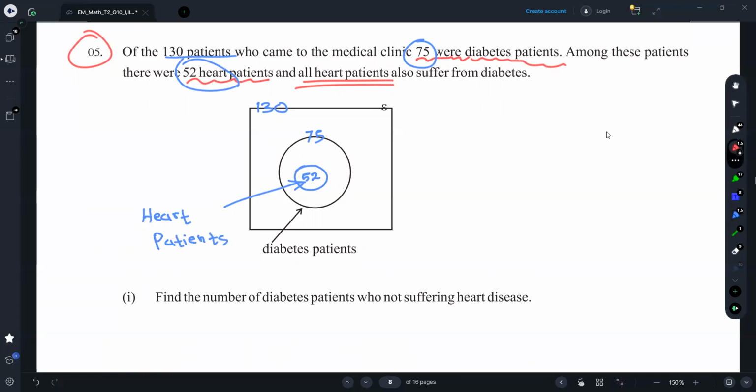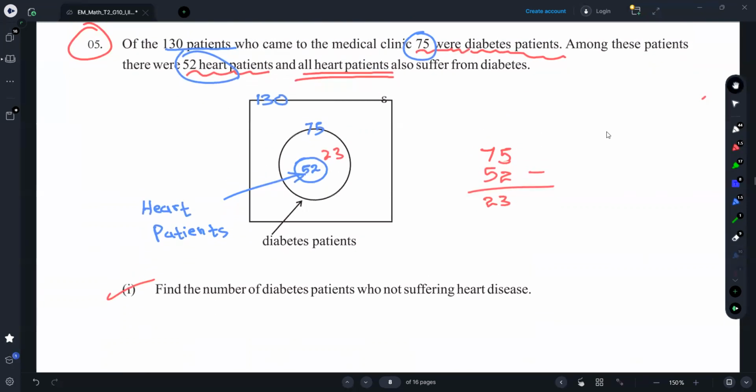Then, how many of the diabetes patients do not have heart problems? එතකොට දැන් 52ක්, 52 of the patients have heart problems. Then the rest, how can we find? 75 minus 52, then it will be 23. This is the number of diabetic patients who are not suffering from heart diseases.